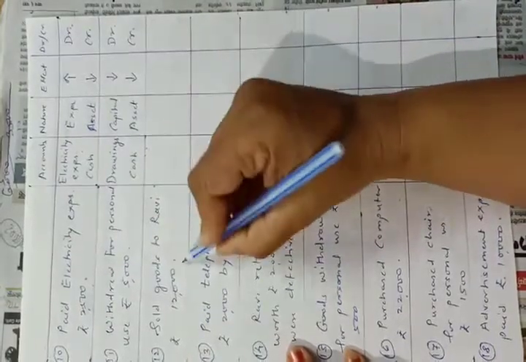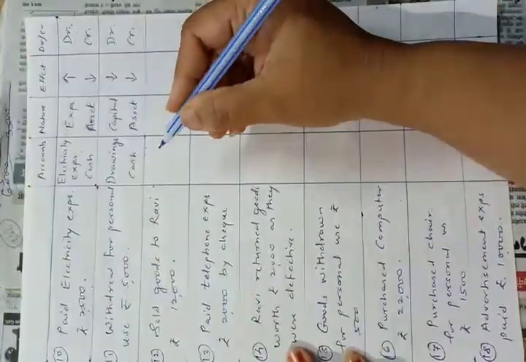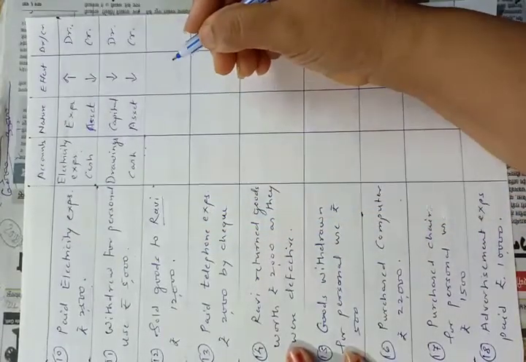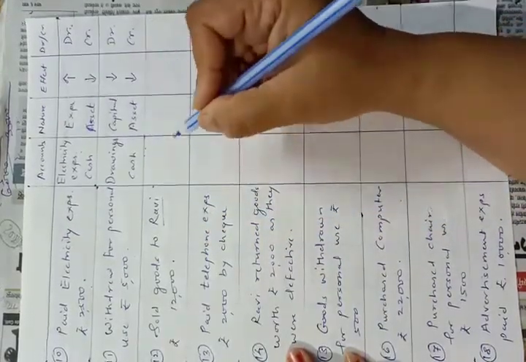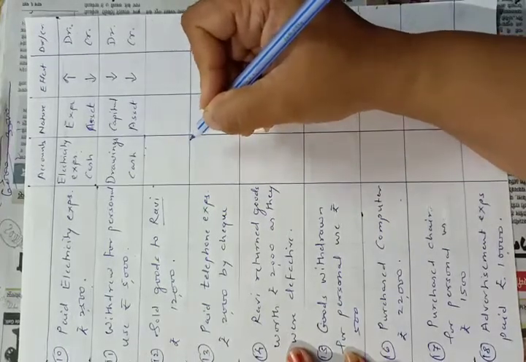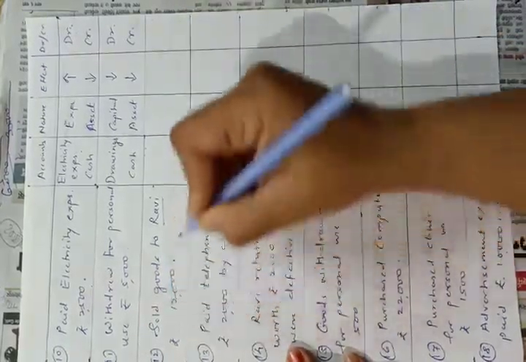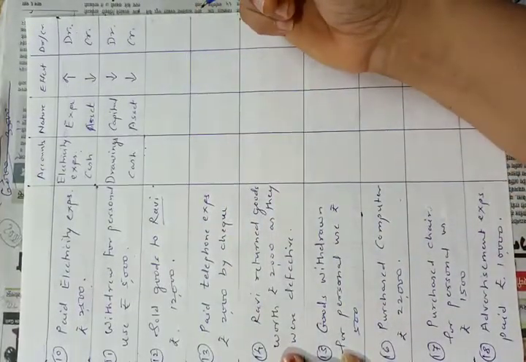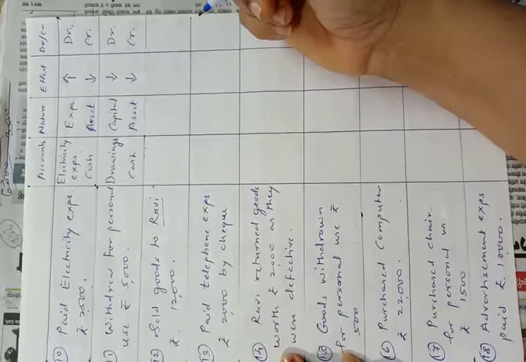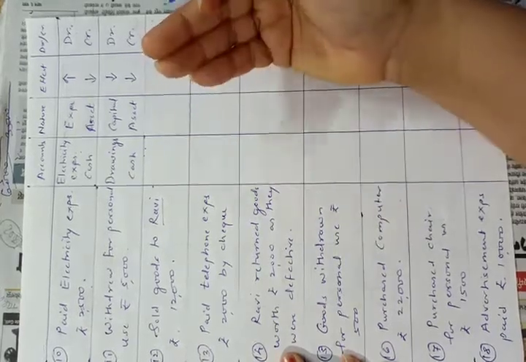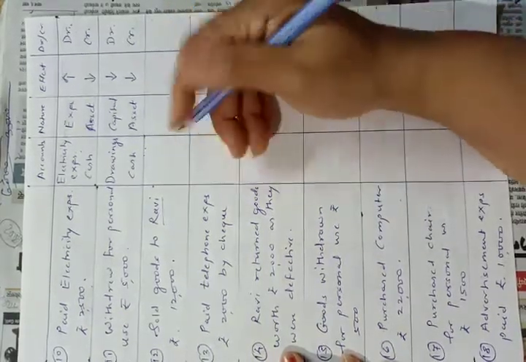Sold goods to Ravi rupees 12,000. Here party's name is given and for cash words are not there. So this is a credit transaction. It means we are selling goods to Ravi worth rupees 12,000 on credit. Okay. So two accounts will be there. One account will be sales account and second account will be Ravi's account. We are selling goods to Ravi. So Ravi's account and sales account. Okay.